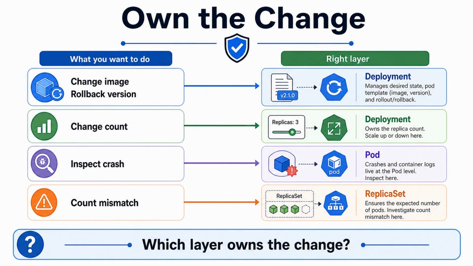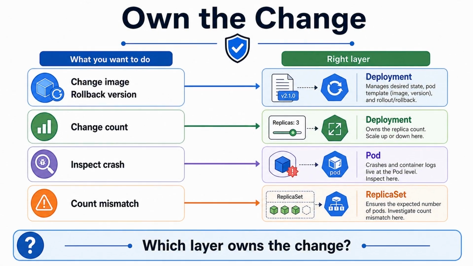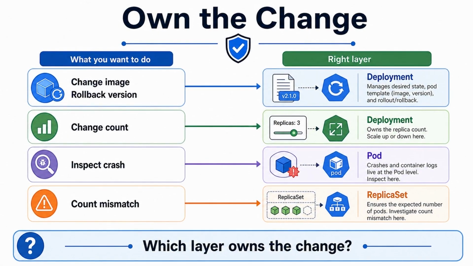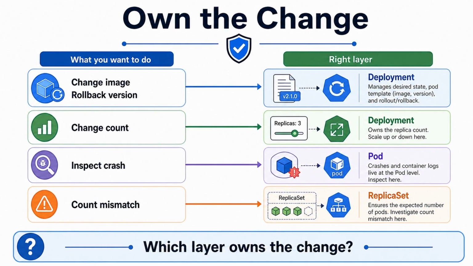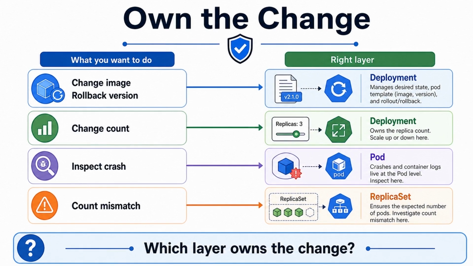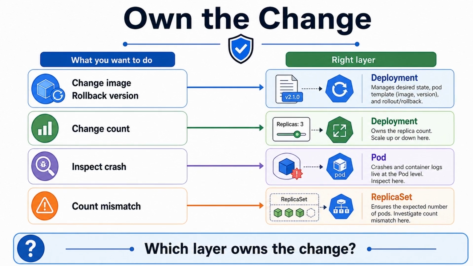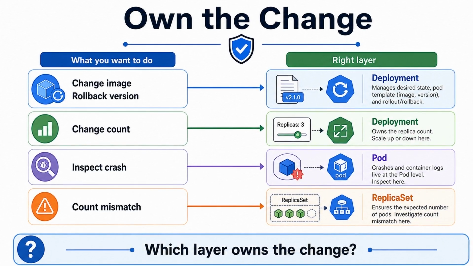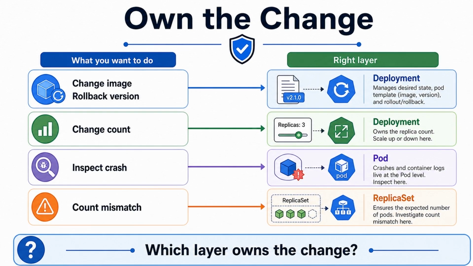The professional question is simple. Which layer owns the change you are making? If it is version, rollout, or rollback, think deployment. If it is count reconciliation, think replica set. If it is runtime evidence, inspect the pod.